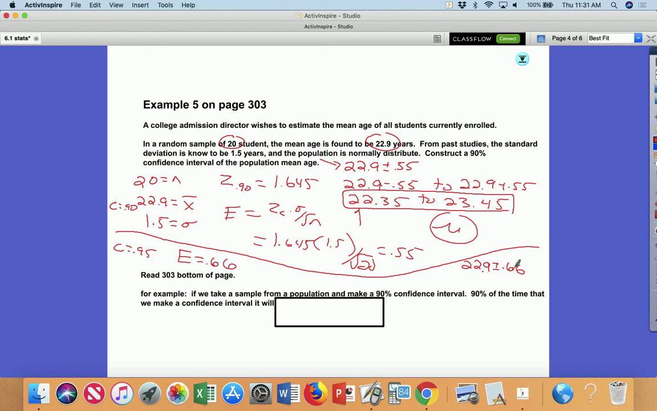You get 0.66? Yeah. Okay. So 22.24 to 23.54 would be your 95% confidence interval.